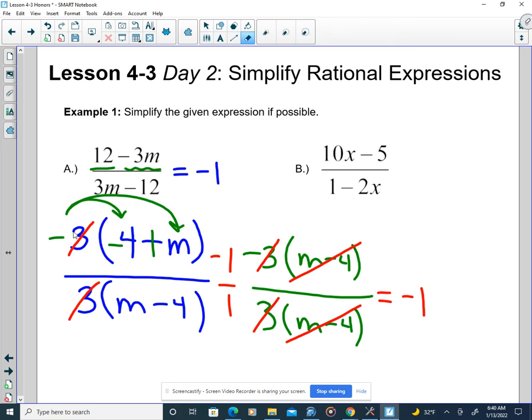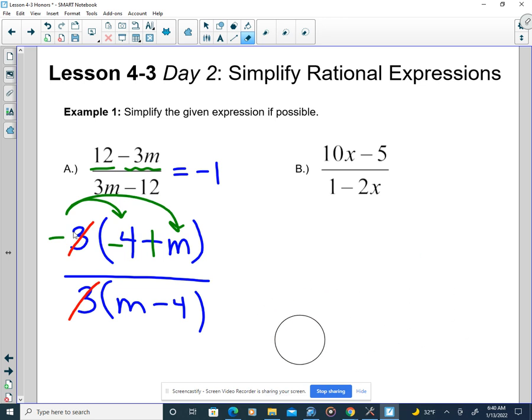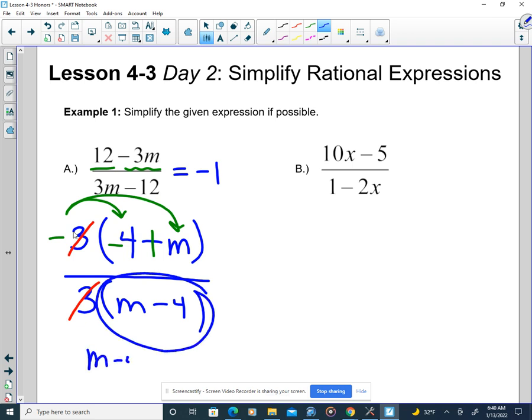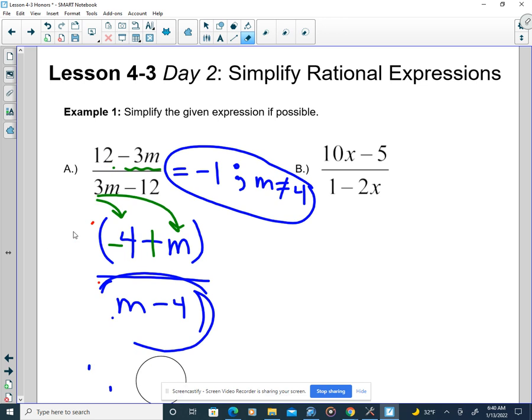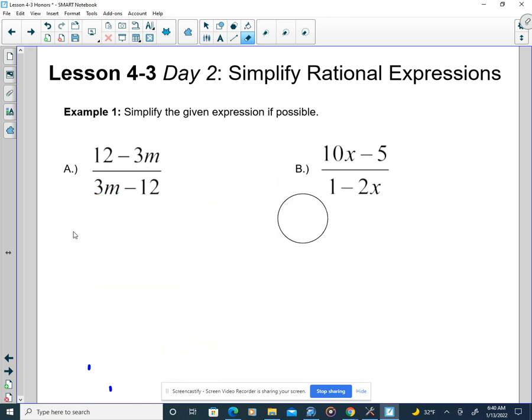And let's not forget about our restrictions. We still need to find the restrictions. Remember, you find the restrictions before you cancel stuff out. So right here, I need to set this factor equal to 0. And this would tell me the values that m cannot be. So if I add 4 to both sides, I get m equals 4. So my answer is negative 1, where m cannot equal 4. So this trick that I'm showing you today is this: when you have opposite factors, what do you do to get those to cancel out?